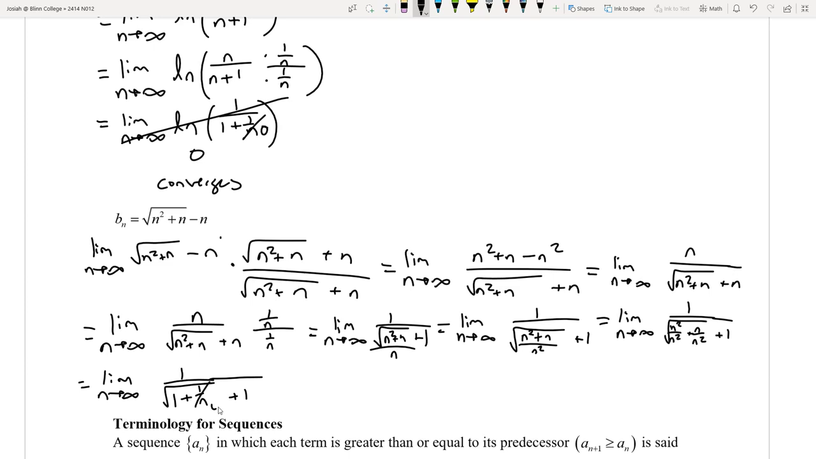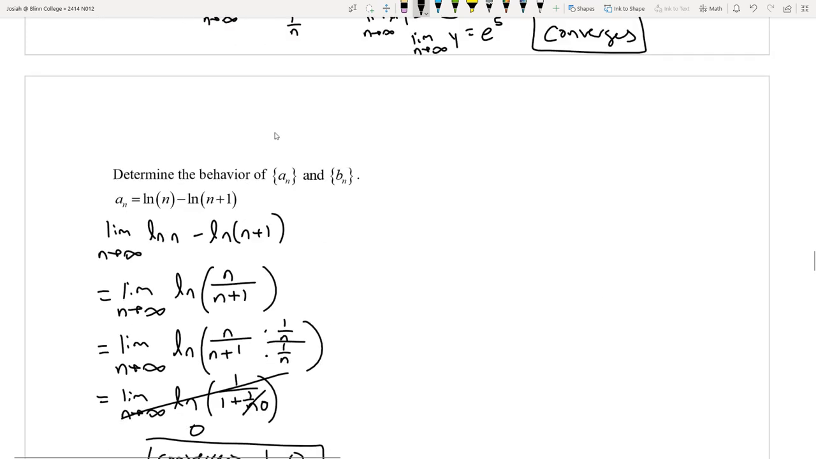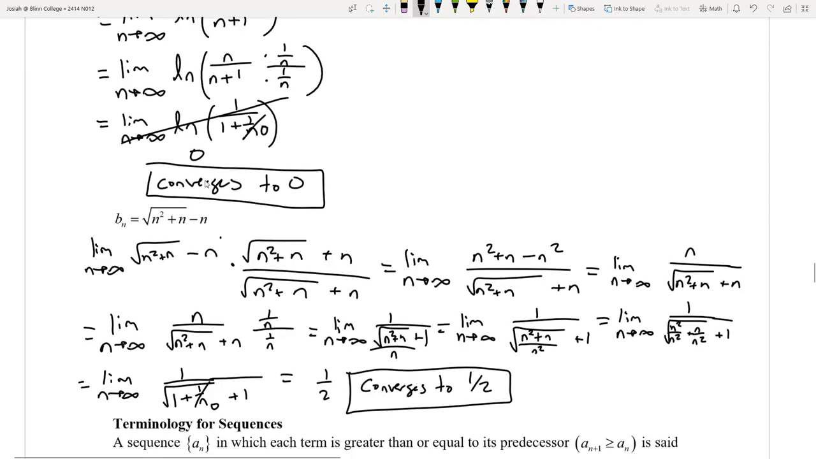This guy goes to 0. So we get root 1 plus 1. That's 2 in the bottom and 1 on the top, so 1/2. So this guy converges. And in fact, it converges to 1/2. Back up here, since we weren't just asked to figure out does it converge or diverge, we were asked to determine the behavior. The behavior does mean if it converges, what does it converge to? So we've got both of those there.